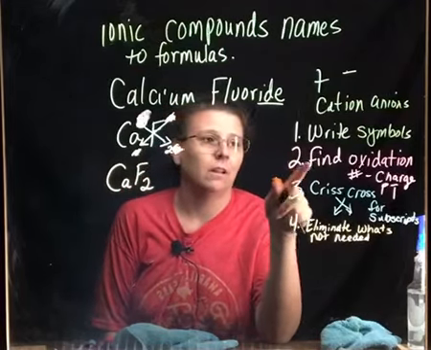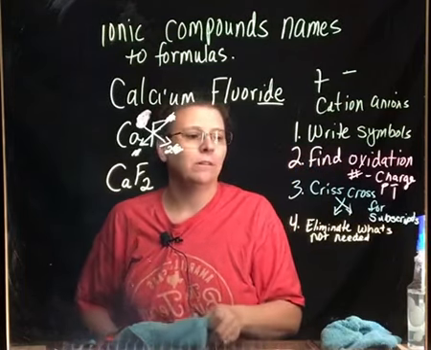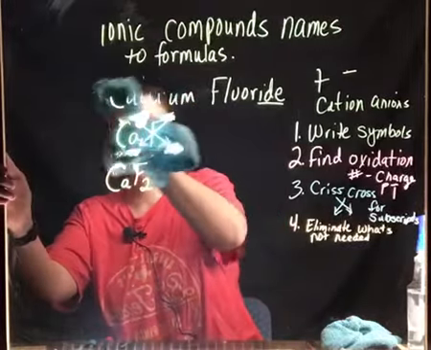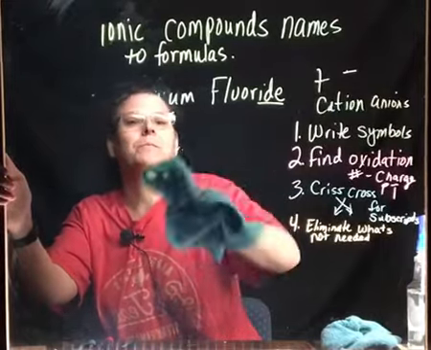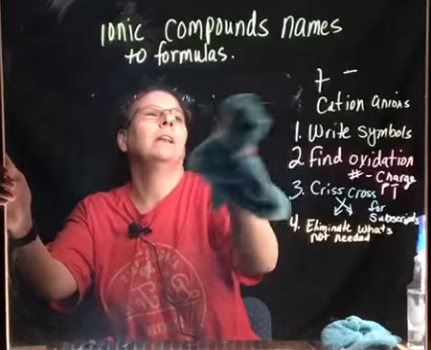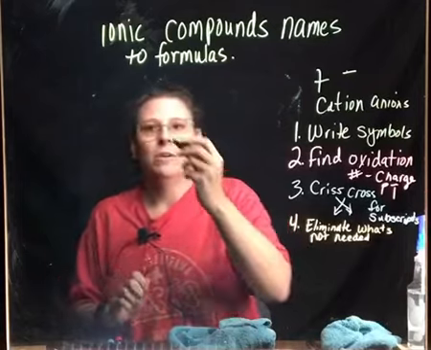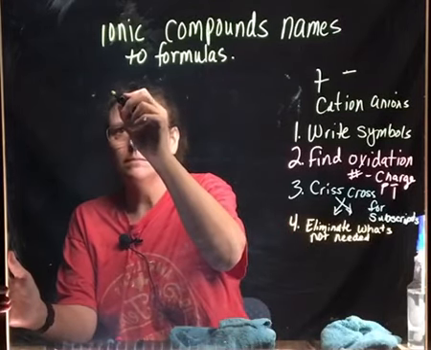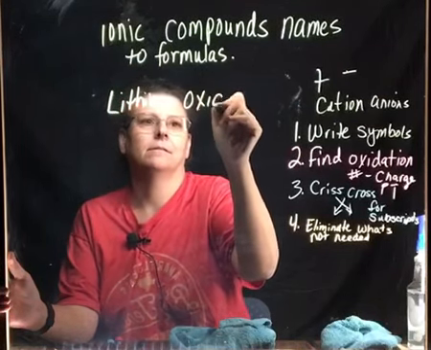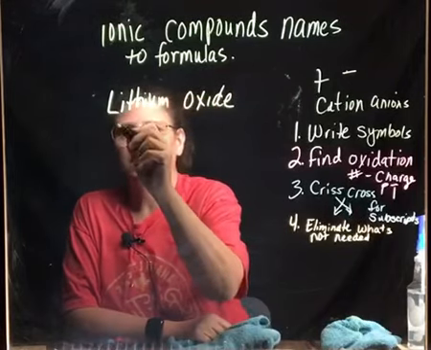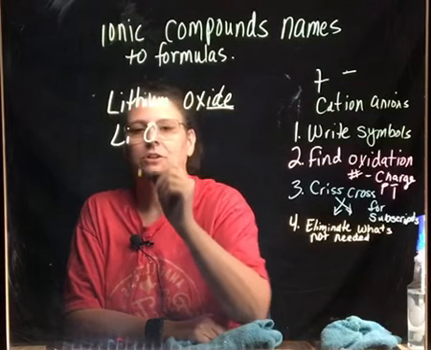So for an ionic compound names to formula, you have 4 steps. Write the symbols, find the oxidation numbers from the periodic table, crisscross, eliminate what's not needed. Let's do another practice one, and then we'll move on to another video, because this is just one way of many. So if I have lithium oxide, go find lithium symbol, Li. Oxygen, remember, oxide. We're going to turn it to oxygen.